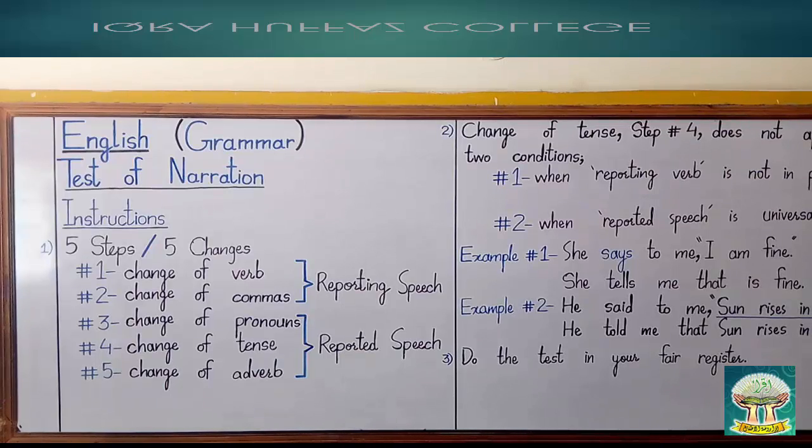Then step number 3, change of pronouns. Step number 4, change of tense. And step number 5, change of adverb. These 3 steps, steps number 3, 4 and 5, are associated with reported speech. So it is now clear that you make 2 changes in reporting speech and you make 3 changes in reported speech.